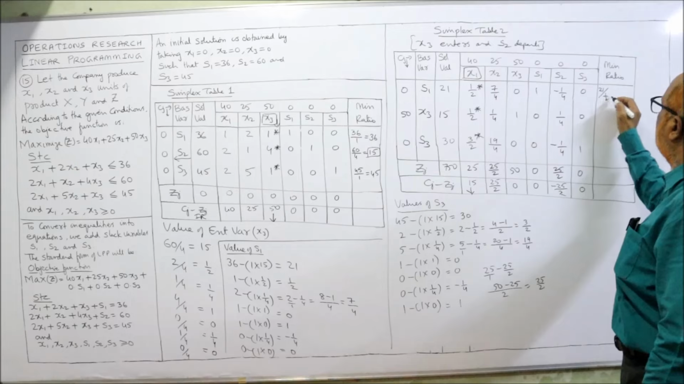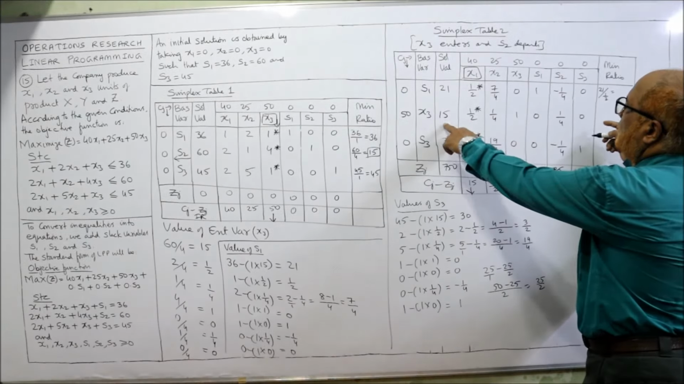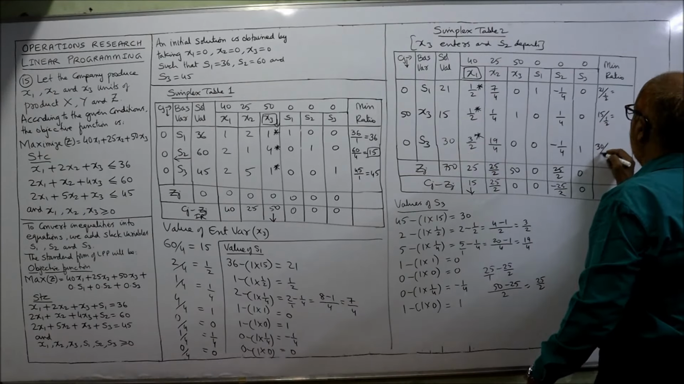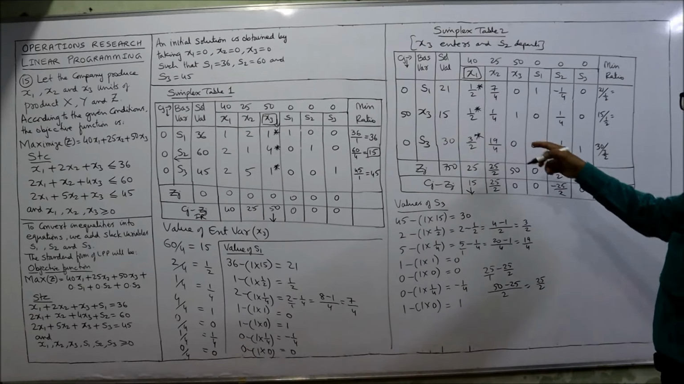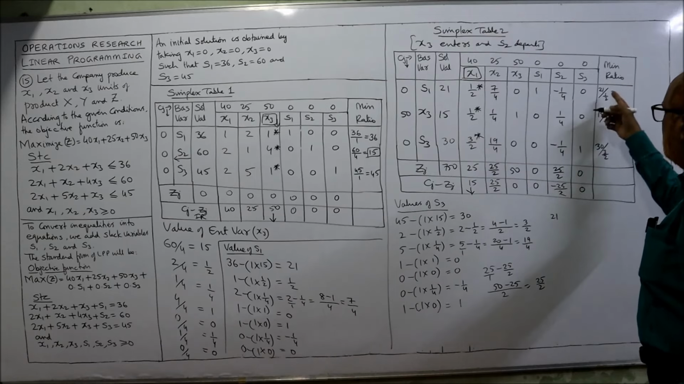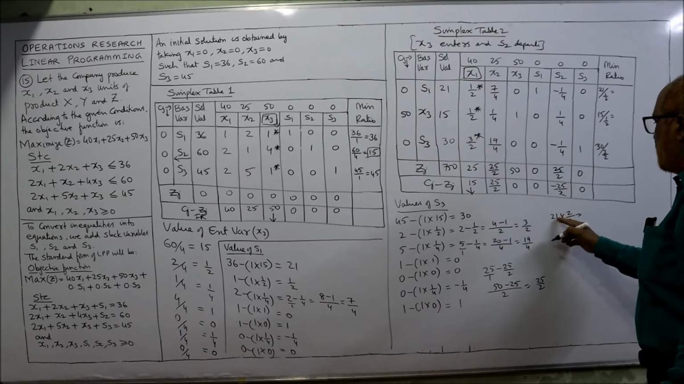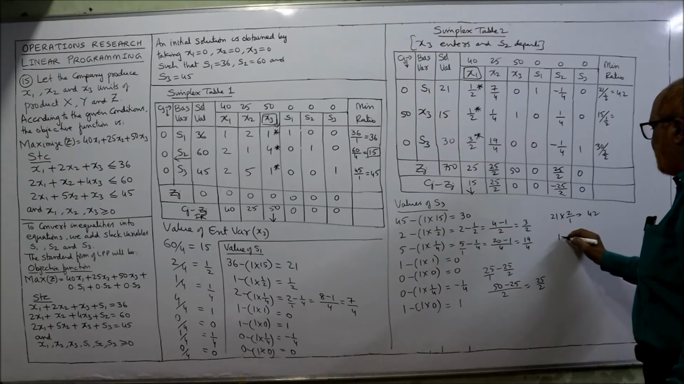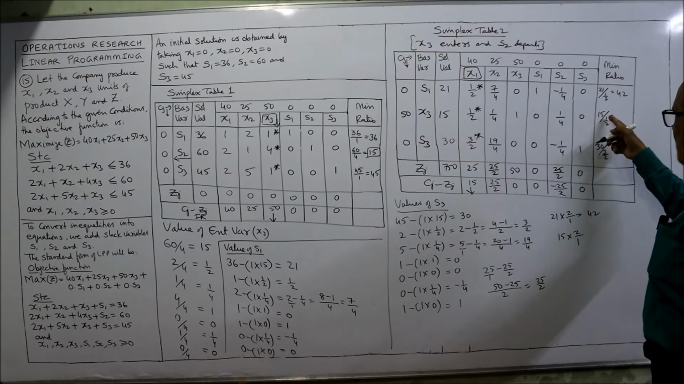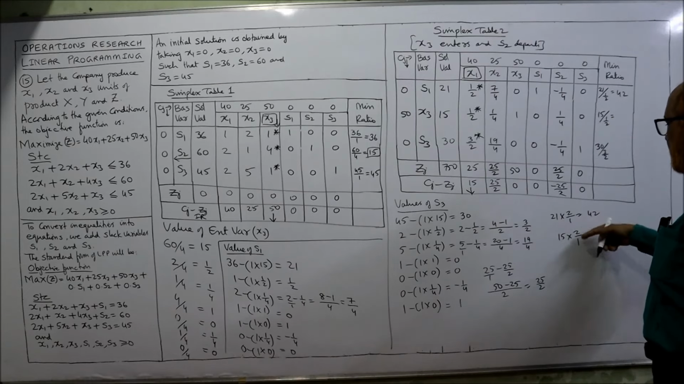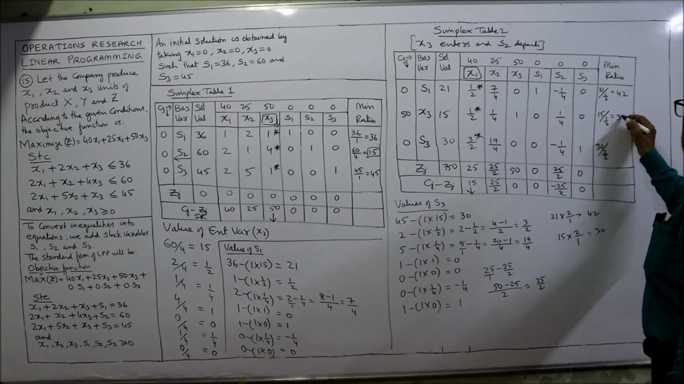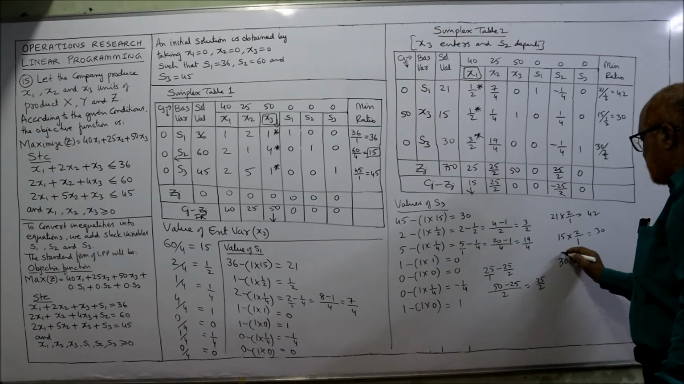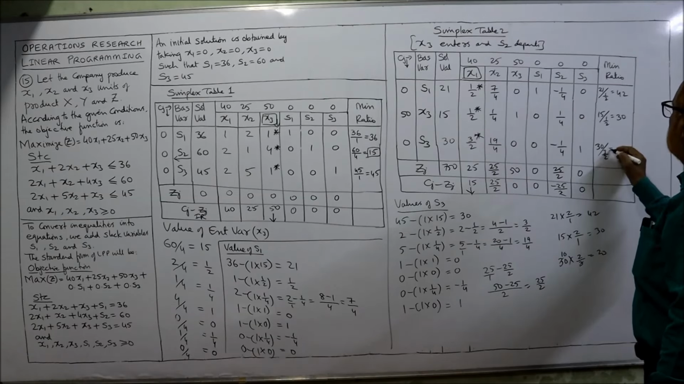21 divided by half. Then 15 divided by half. Then 30 divided by 3 by 2. So 21 divided by half, into 2 by 1. So 21 into 2, 42. Here, 15 divided by half, 15 into 2 by 1. When we convert division into multiplication, instead of 1 by 2, it will become 2 by 1. So 30. Then last one is 30 divided by 3 by 2, will become 2 by 3. So 3 ones are 3. 10 into 2 is equal to 20.